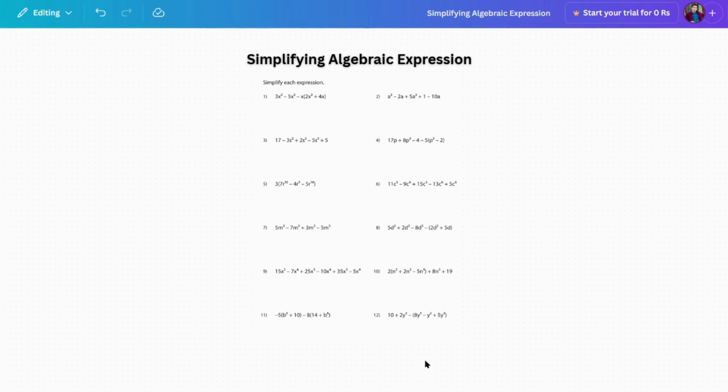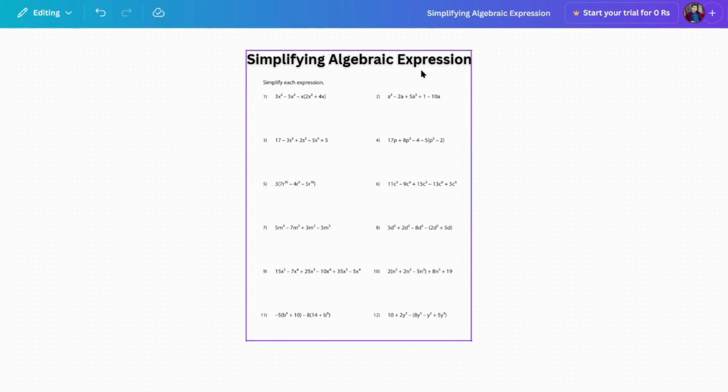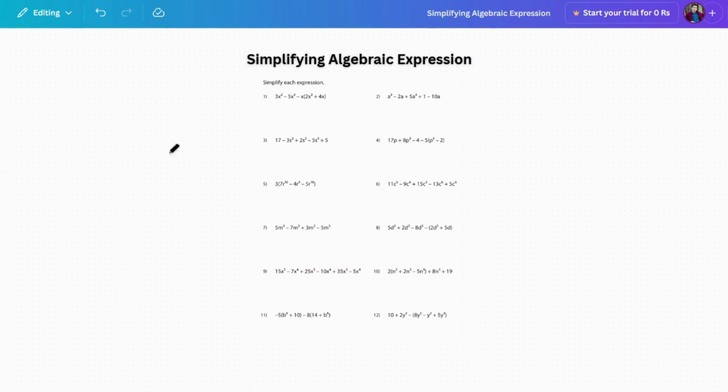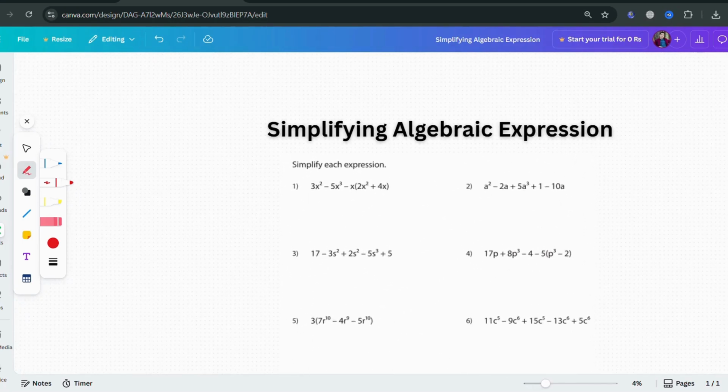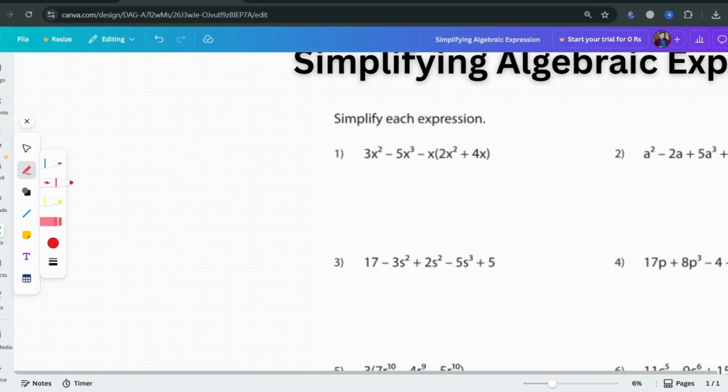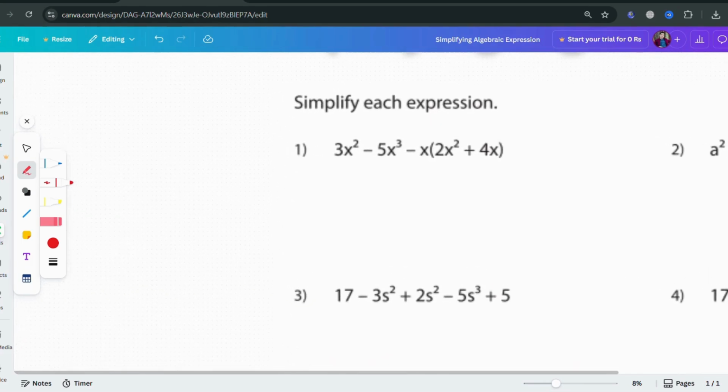In today's class, we will be working on a concept called simplifying algebraic expressions. Here I have 12 questions available. I will be solving and simplifying algebraic expressions by combining the like terms. Let's move towards the very first question that I have.